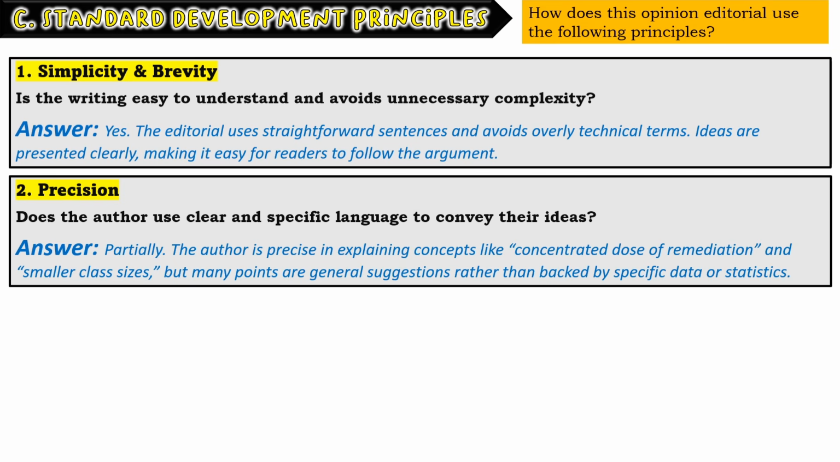2. Precision. Does the author use clear and specific language to convey their ideas? Answer: partially. The author is precise in explaining concepts like concentrated dose of remediation and smaller class sizes, but many points are general suggestions rather than backed by specific data or statistics.